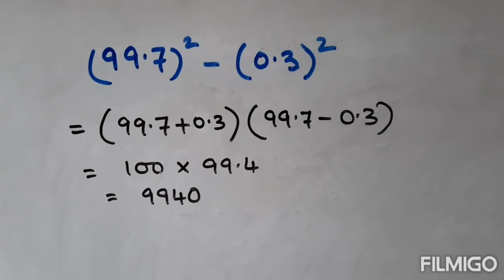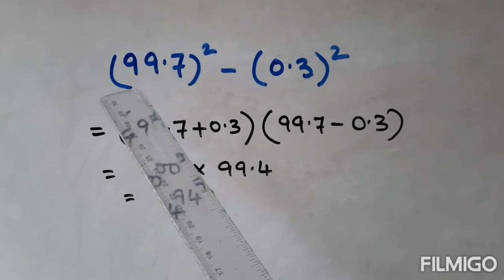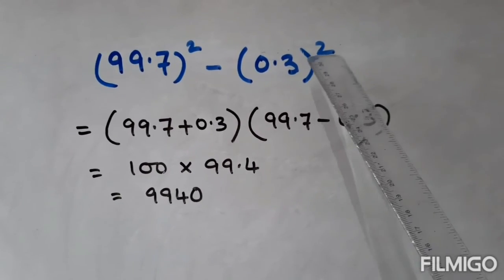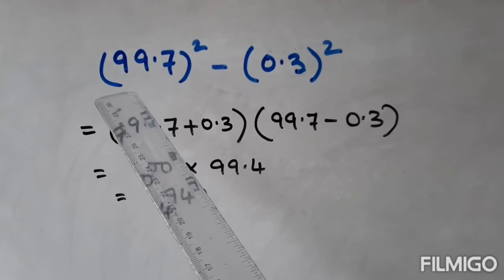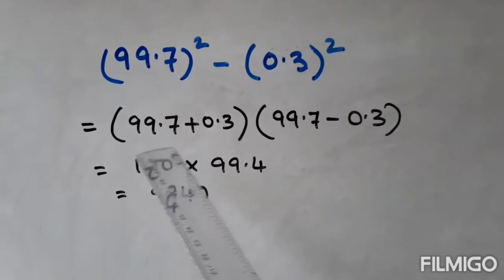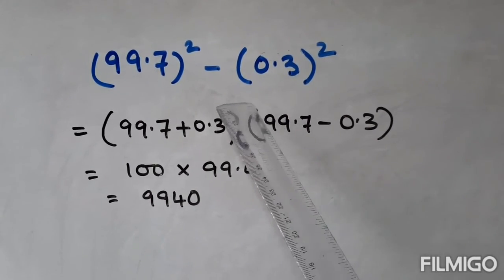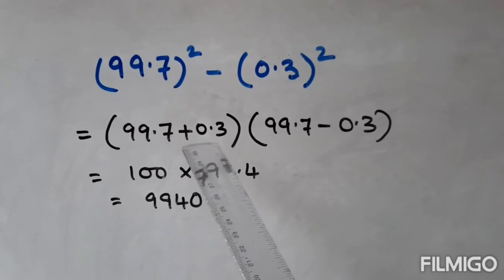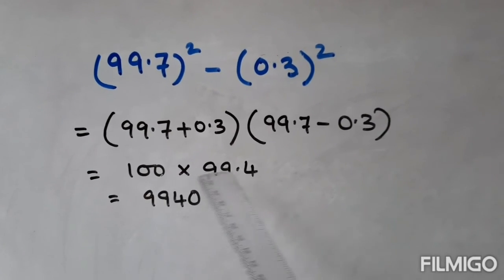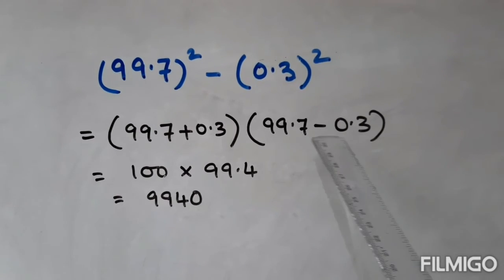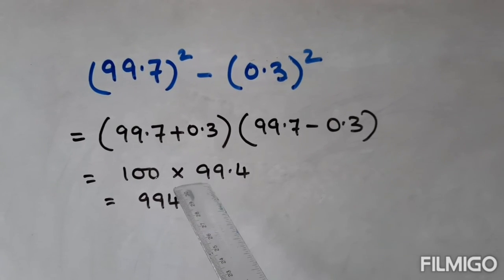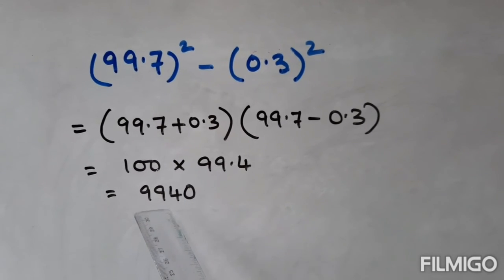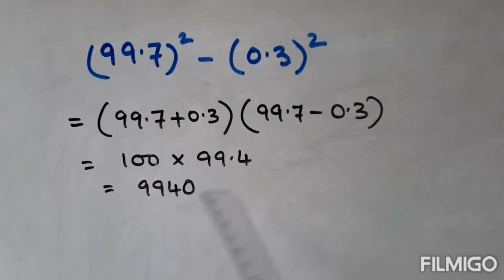Some practical application. We have 99.7 square minus 0.3 square. Instead of squaring such huge number, we express it as difference of two squares. We get 99.7 plus 0.3, that is 100, and 99.7 minus 0.3, that is 99.4. Multiplying, we get 9940.